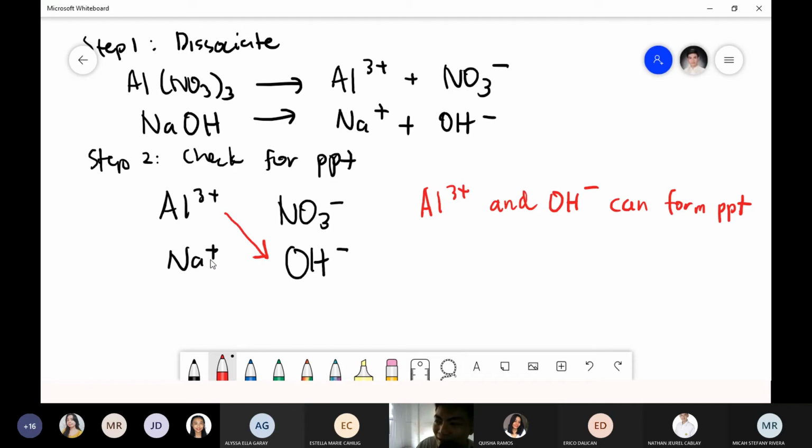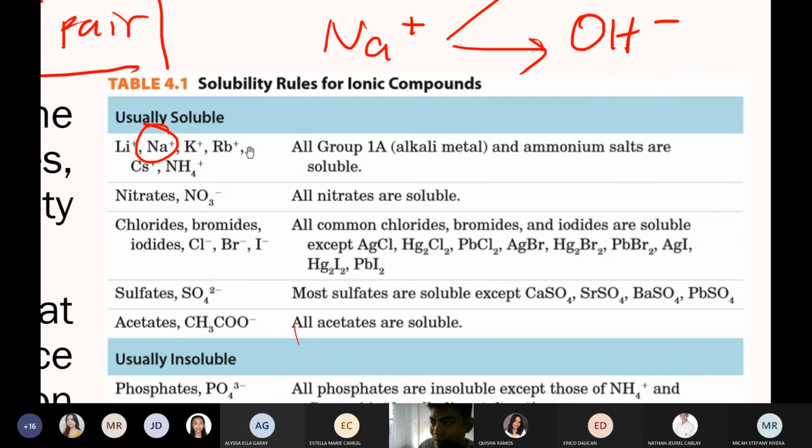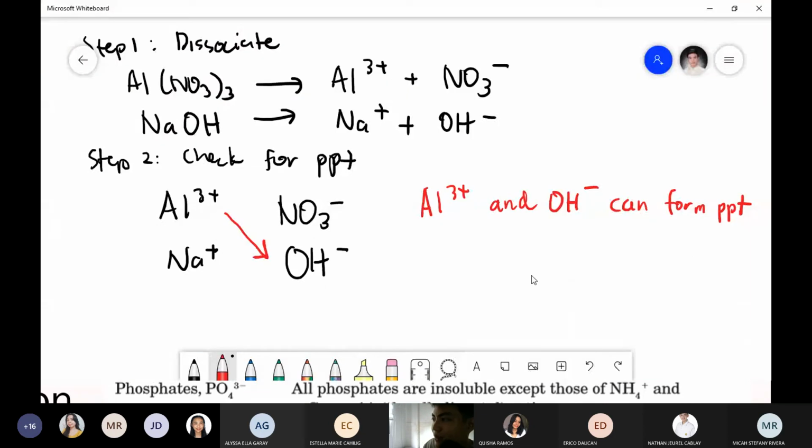How about sodium? You don't have to check for sodium anymore because you know that this metal is always soluble. Wag mo na i-check yung ganun-ganun. So, pag nakabisado nyo to, madali na lang ang buhay. So, yan ang sabi. Sodium, they are always soluble. Okay? So, sabi sa ating table, aluminum and hydroxide can form precipitate.